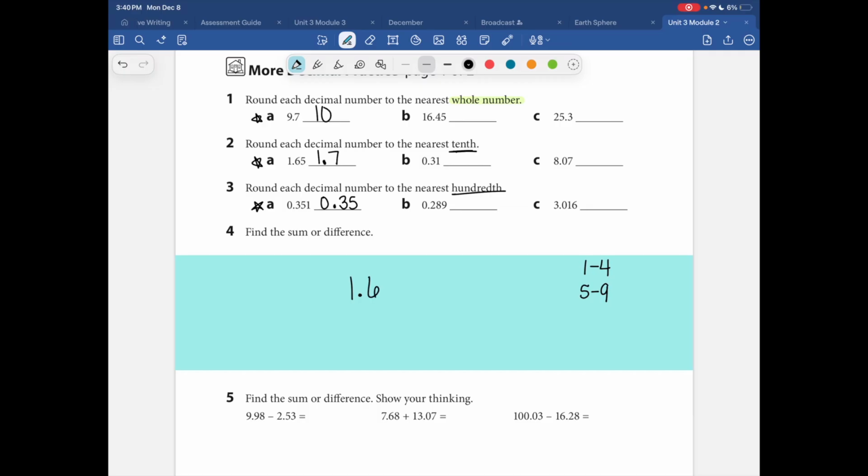If I have 1 and 65 hundredths and I'm rounding to the nearest tenth, here's my tenth, and 5 is going to tell that 6 to go up. And then on the last one, with that 351 thousandths, I'm rounding to the nearest hundredth. 1 is going to tell 5 to stay the same.